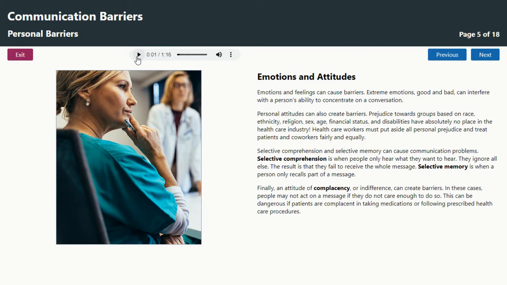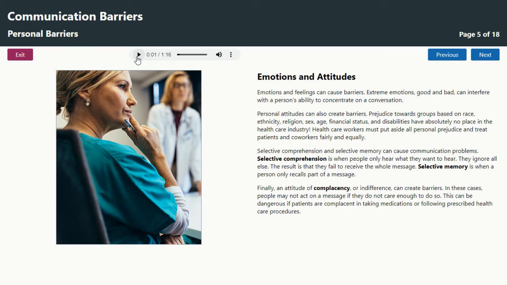Emotions and attitudes. Emotions and feelings can cause barriers. Extreme emotions, good and bad, can interfere with a person's ability to concentrate on a conversation. Personal attitudes can also create barriers. Prejudice toward groups based on race, ethnicity, religion, sex, age, financial status, and disabilities have absolutely no place in the healthcare industry. Healthcare workers must put aside all personal prejudice and treat patients and coworkers fairly and equally.